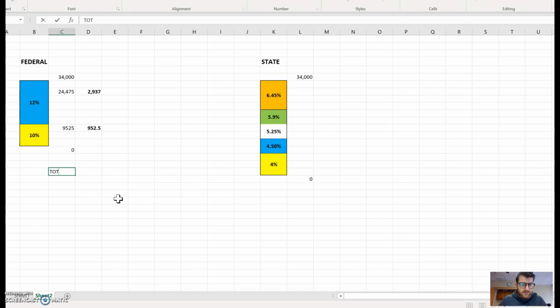So the total is just adding those two numbers up. This plus this. And was this rounded at all? Yeah, it was. I used the, if you go up top, the increase decimal button. Apparently it was hiding the cents. All right. Now, on the state side of things, as you can see, there's so many brackets.